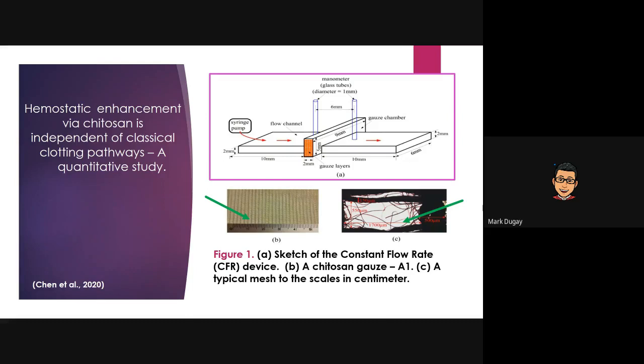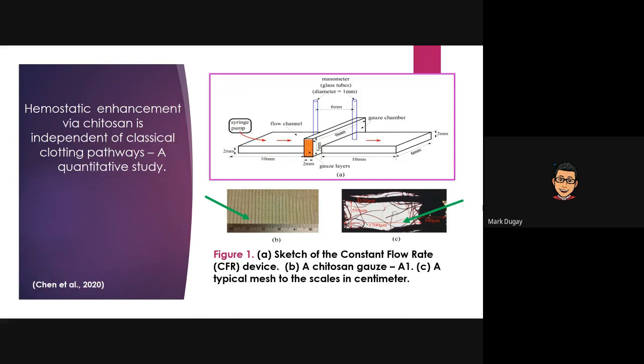The scales shown in the CFR device refer to the inner scales of the chamber, the tubes, and the channel, while for B, the number in the ruler refers to the scales in centimeter. Experiments were performed using the device with both whole blood and washed blood. Washed blood has clotting factors and platelets removed from the whole blood. The CFR device was used to measure the pressure drop across the gauze layers and other volume flow rates.